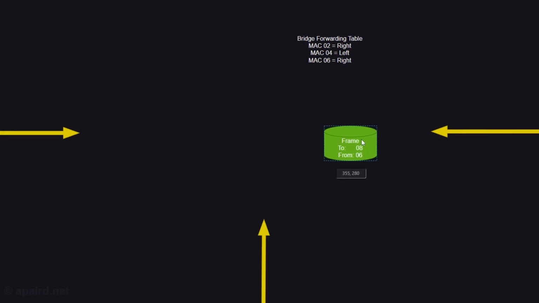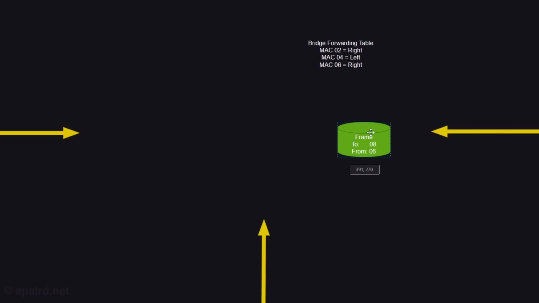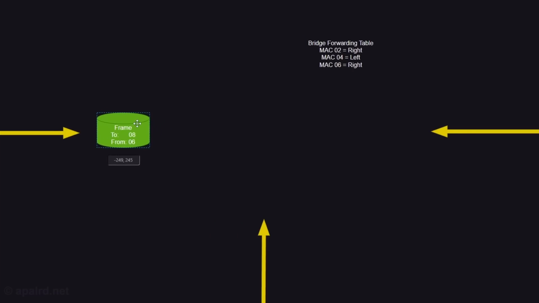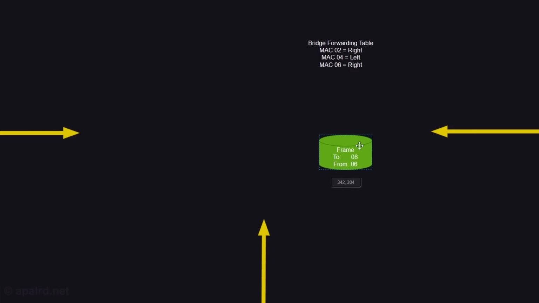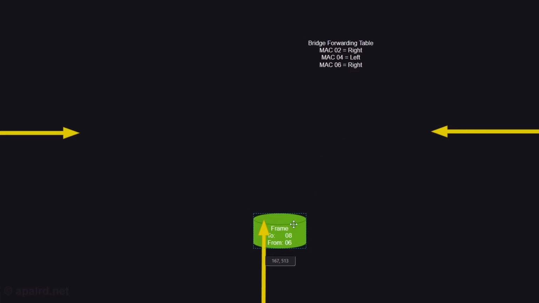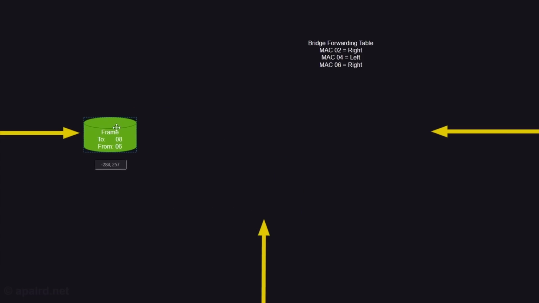So now we can extend this a bit. I added a third port here on the bottom. So we already have our bridge forwarding table. We know where 2, 4, and 6 are. And now we get a frame to 8 from 6. And our forwarding table doesn't know where 8 is. So should we send it to the left or should we send it down? The answer is, if we don't know, we do what's called flooding. So we send it to both, down and left.